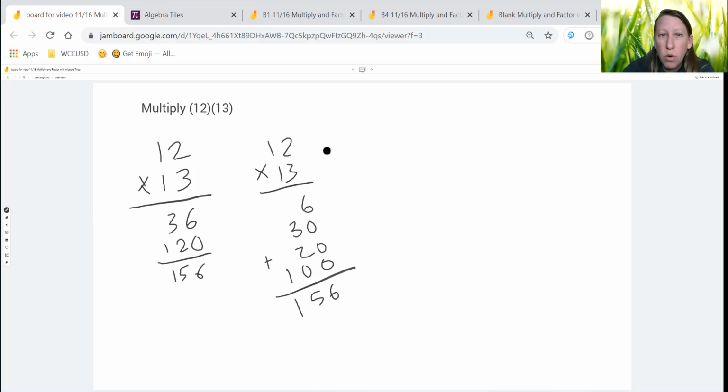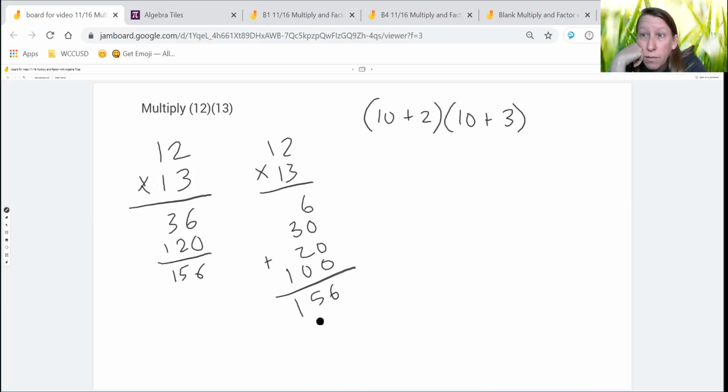But this way has a lot more understanding than just multiply, multiply, multiply. This may be shorter and faster, but this has so much more understanding in it. Okay, we can also think of 12 times 13, and this is the way that's going to help you with algebra, as 10 and 2 and 10 and 3. These are 2-digit numbers. We could expand them into 10 plus 2 and 10 plus 3. Now, if you can understand what we're doing right now, then all the algebra today is going to be a piece of cake.